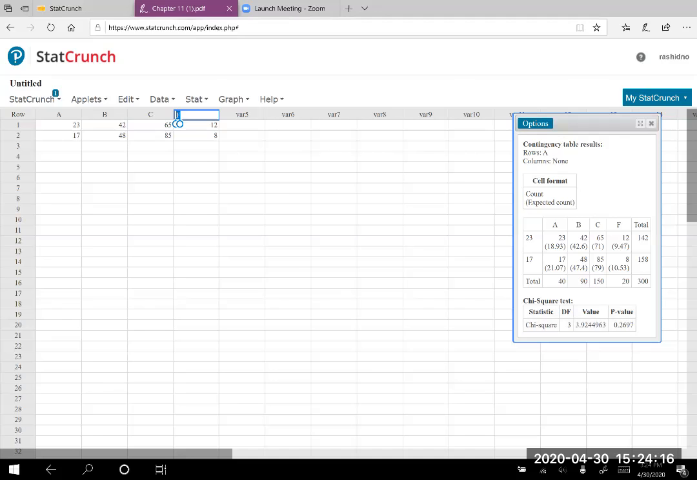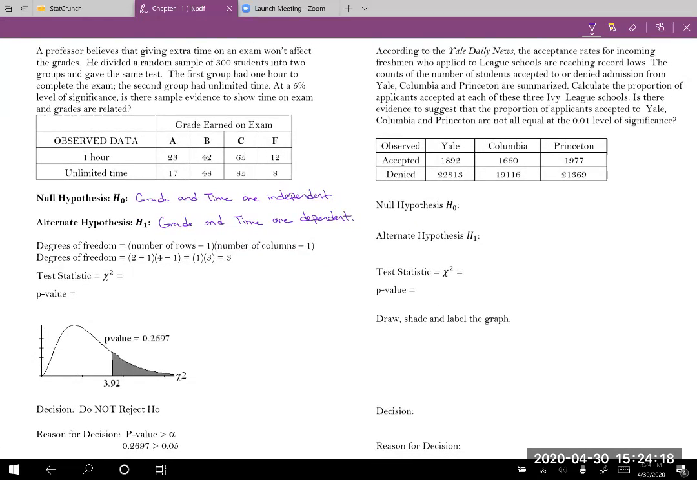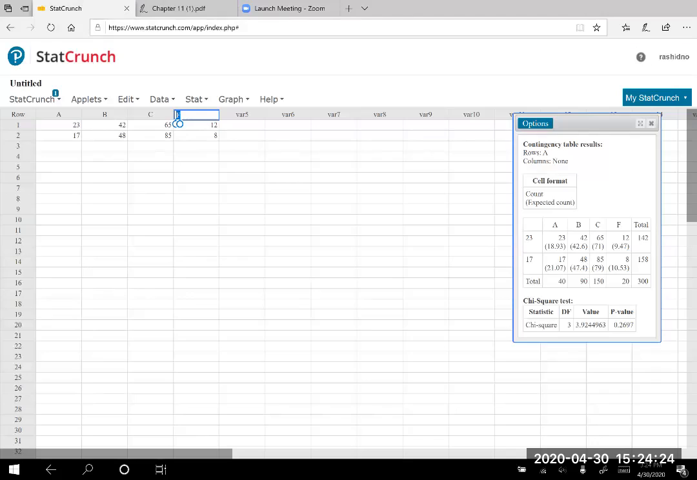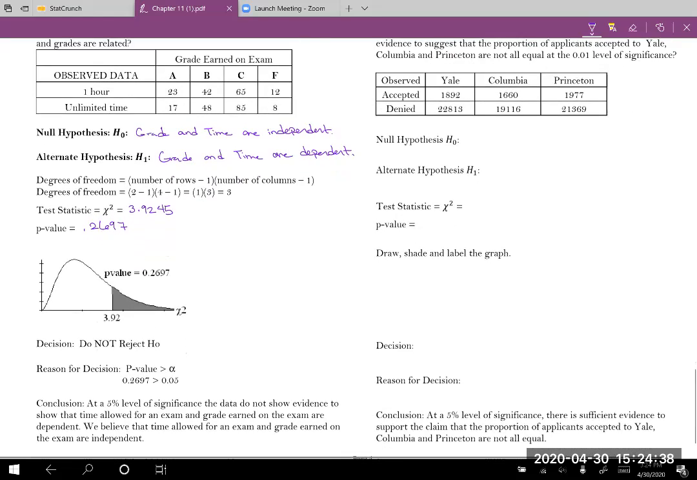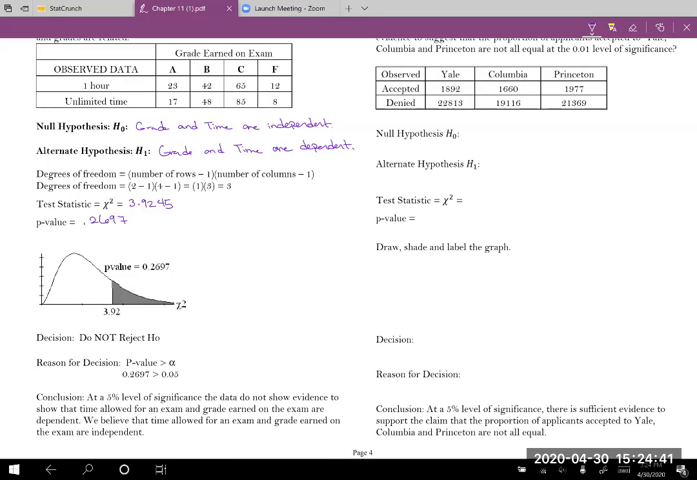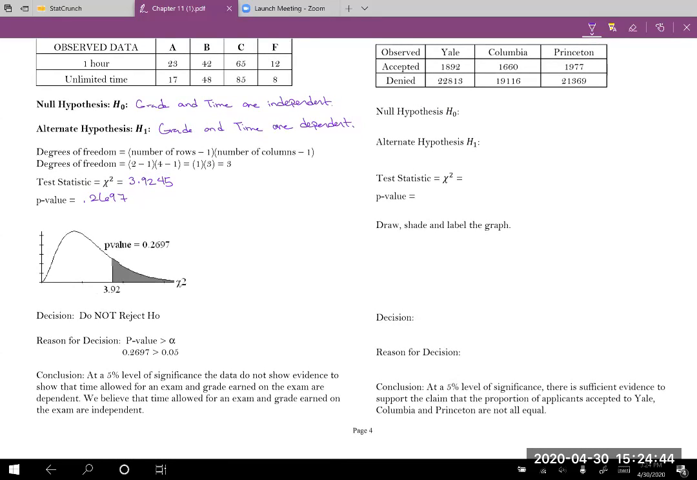Okay, so let's go back and write down what we got. So the chi-square, we got 3.9245. And the p-value is 0.2697, which, there's the graph. It's a chi-square distribution. That's the area. And I said, do not reject the null because my p-value is greater than the significance level. So at 5% level of significance, the data does not show enough evidence to show that the allowed time for the exam and grade earned on the exam are dependent. So we believe that they are independent.